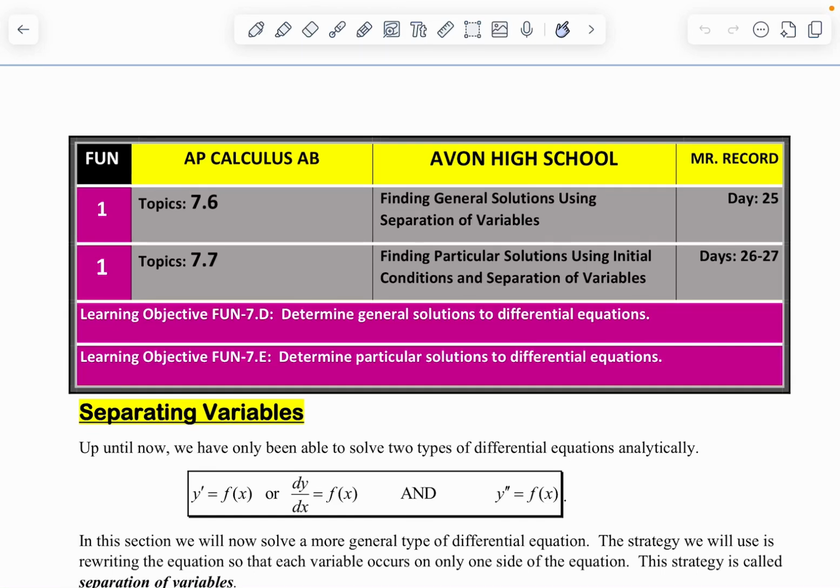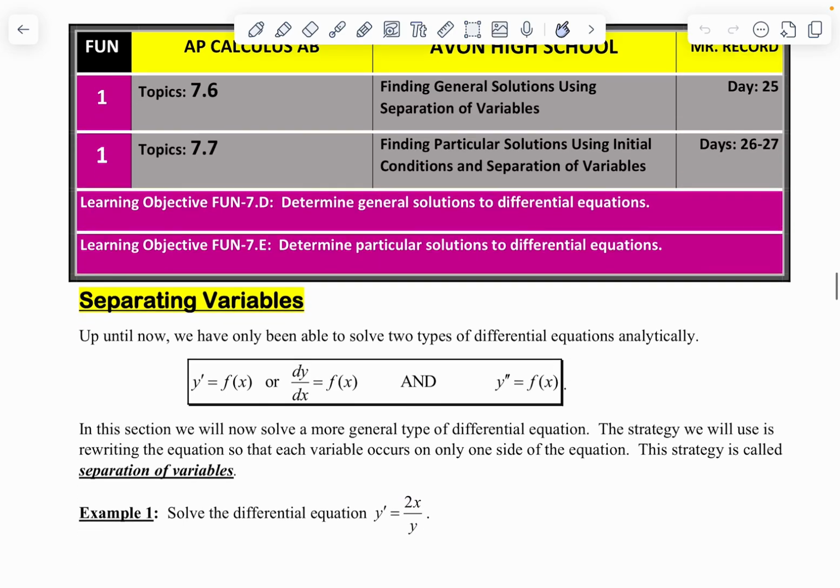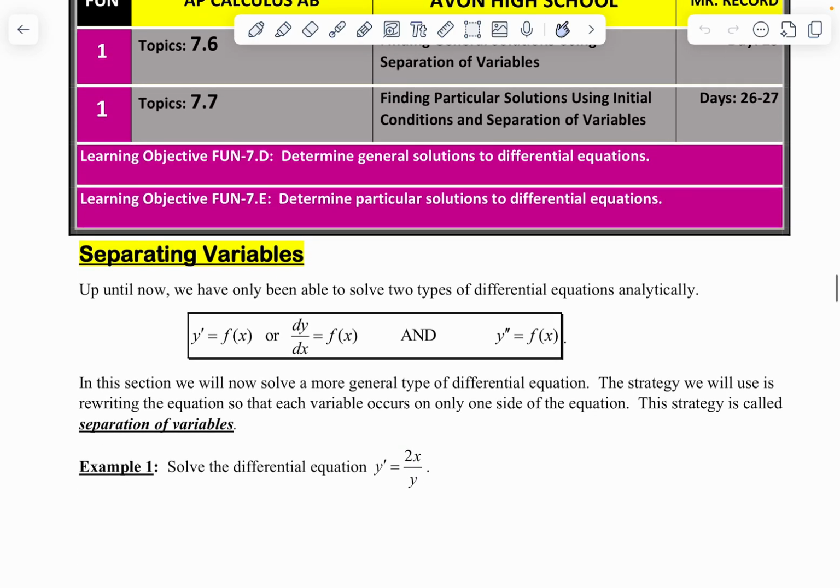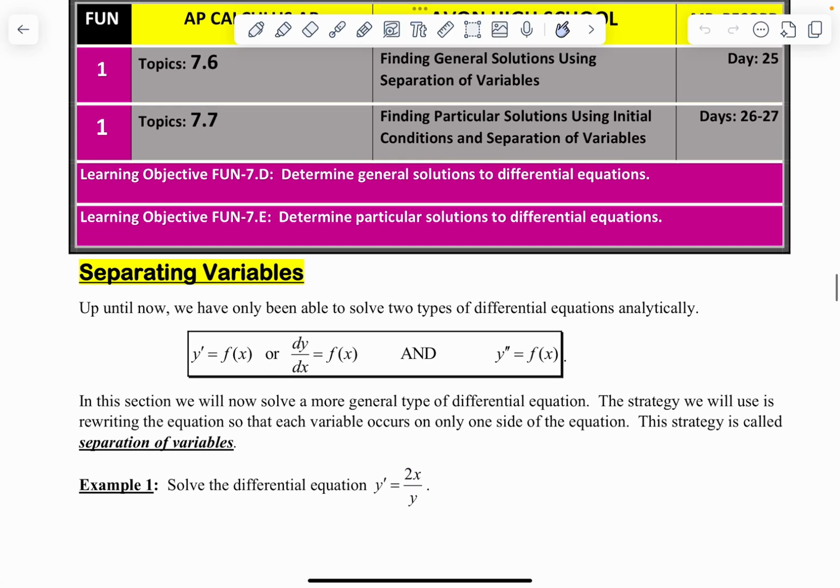Okay, so let's complete 7.6 and 7.7. Finding general solutions using separation of variables, basically to separate and integrate. And then from those general solutions, finding the particular solution, which basically just means solving for C using some form of initial condition, which they will give you.